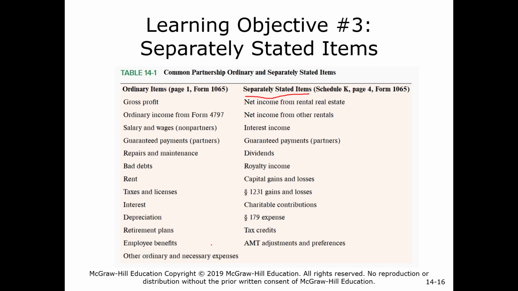Except for, of course, the guaranteed payments. Again, the partnership gets to deduct the guaranteed payments, but the partners are going to add it to their income on the Schedule K-1. So that would be the only exception where you have an expense that was deducted against ordinary income and then also listed as a separately stated item on the Schedule K-1.